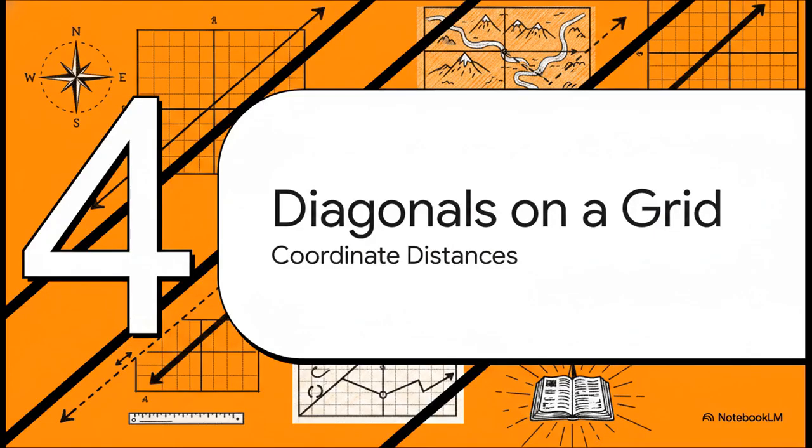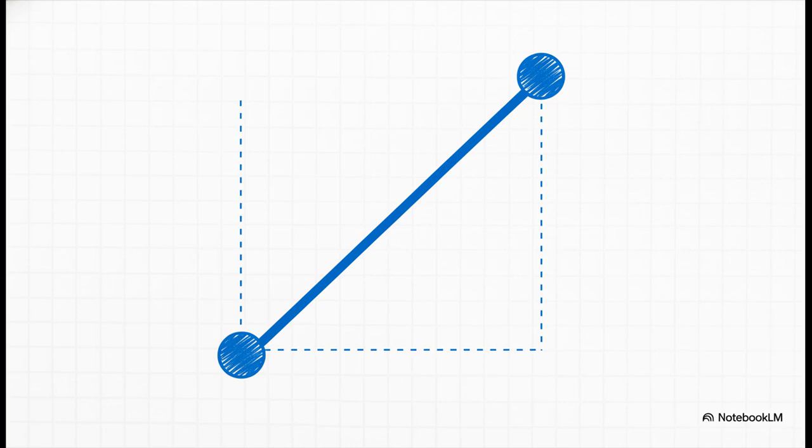All right, Section 4, Diagonals on a Grid. Sometimes distances aren't walked. They're plotted on a map or a blueprint. So for our third example, we want to find the exact straight-line distance between two specific points on a grid. Point A is at coordinates 1, 2, and point B is at coordinates 7, 5. To figure this out, we have to uncover the invisible right triangle hiding right there between these two dots.